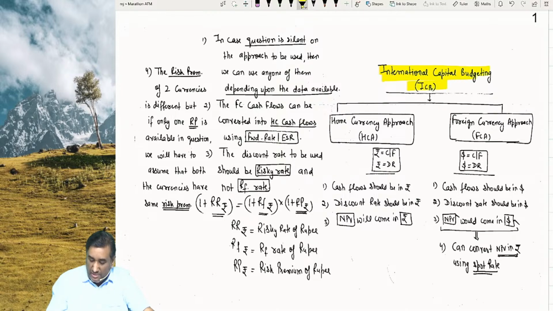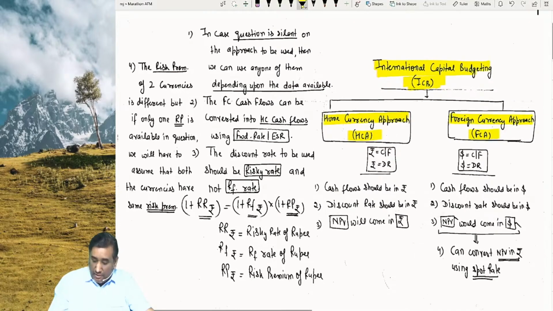Now, when we use capital budgeting, you know capital budgeting is NPV and normal discount rate. International means you will have to add what? Foreign exchange. That's it. So forex comes into the picture. There are two types of approaches. One called home currency approach. Second is called foreign currency approach. The basic objective of this is: rupee cash flow, discount rate rupee; dollar cash flow, discount rate dollar. That is the basic objective of this topic. Cash flow should be in rupee, discount rate should be in rupee, NPV will come in rupee.